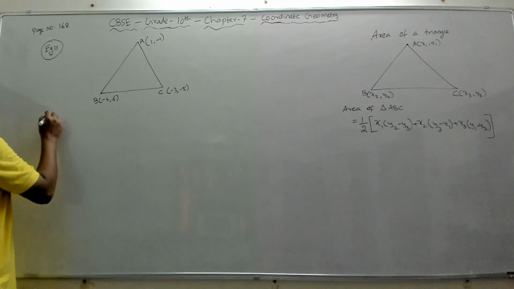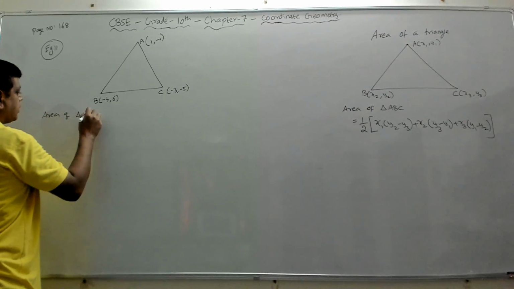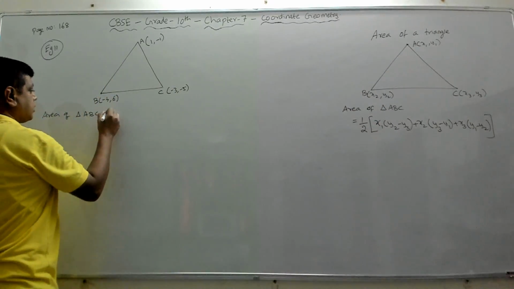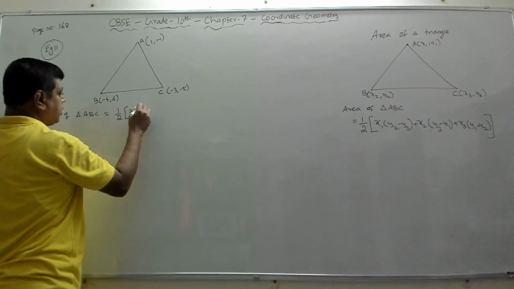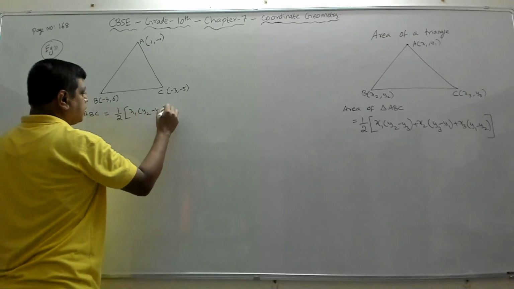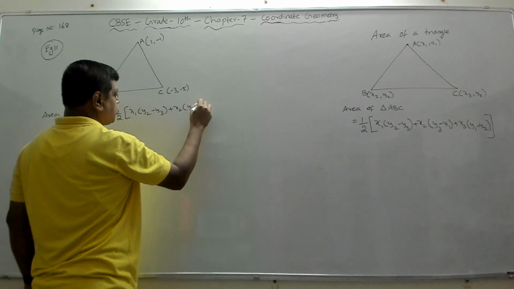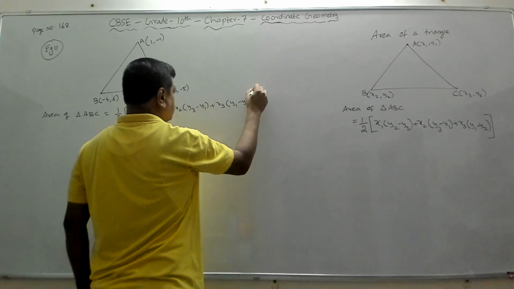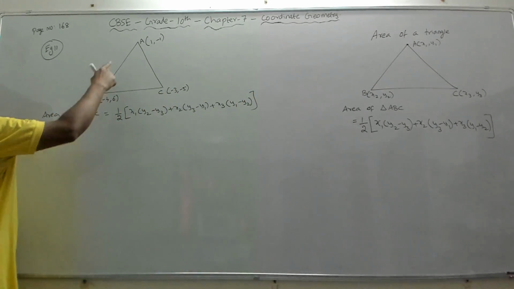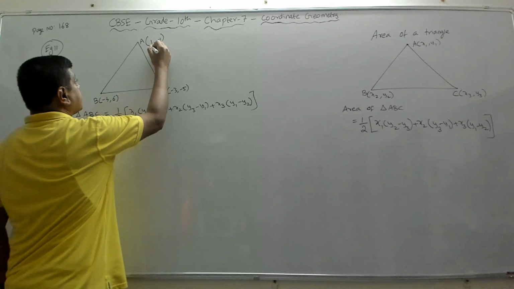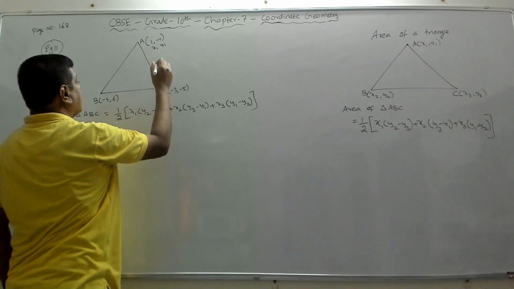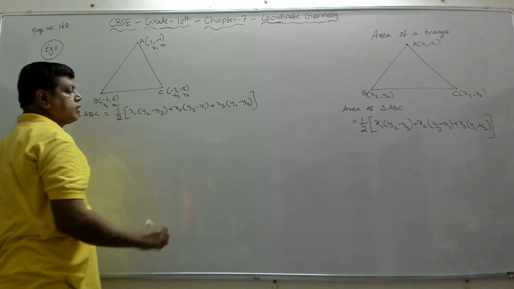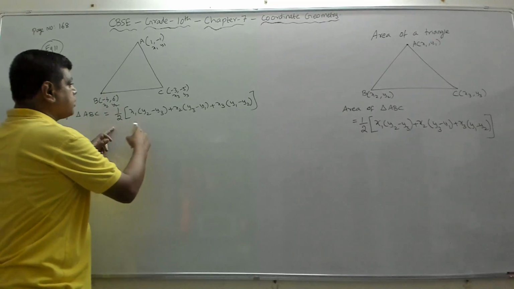And we know the area of the triangle formula. Area of triangle ABC, when we know three vertices, is half of x1 into y2 minus y3 plus x2 into y3 minus y1 plus x3 into y1 minus y2. Now we need to substitute these vertices here. We'll call this x1, y1, this x2, y2, and this x3, y3. Now we need to substitute in this formula.